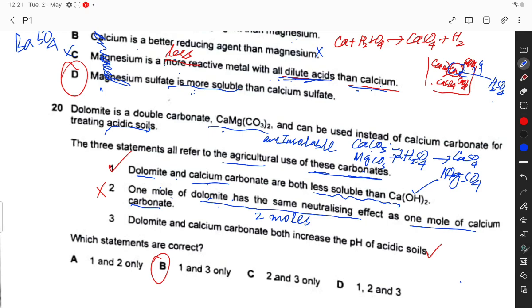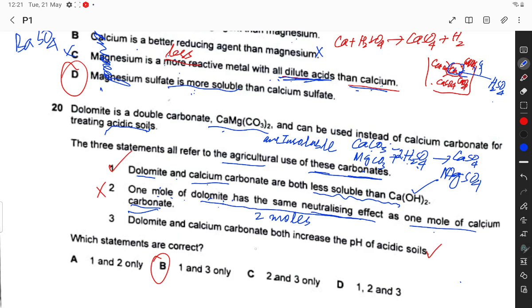1 mole of dolomite has the same neutralizing effect as 1 mole of calcium carbonate. So this is incorrect. 1 mole of dolomite needs 2 moles of sulfuric acid. So that's why this is also incorrect. 2 moles of sulfuric acid is used to neutralize these carbonates.